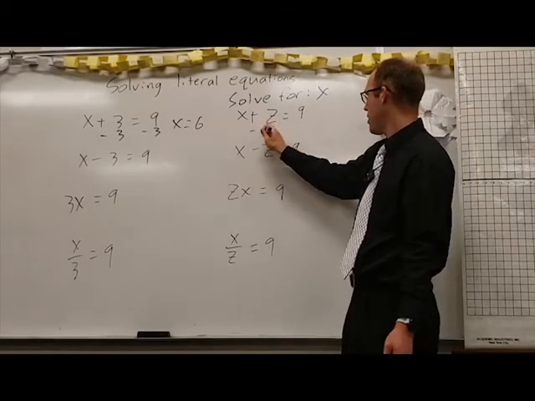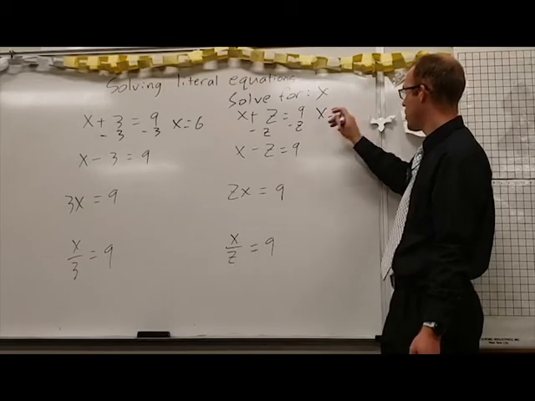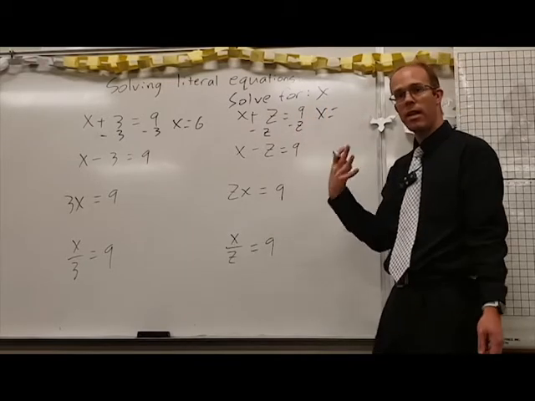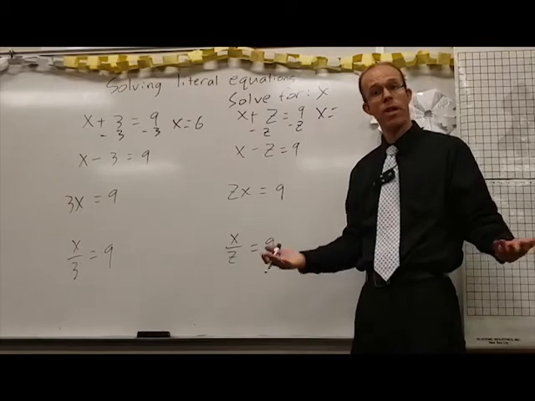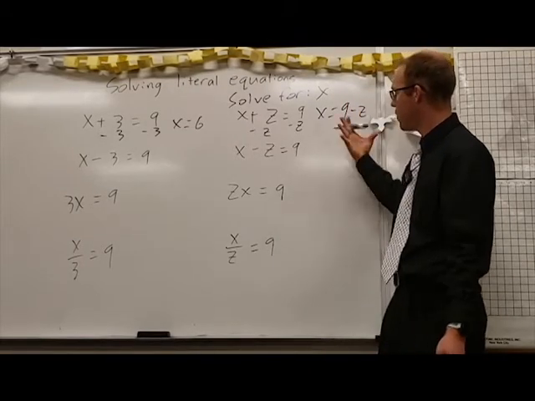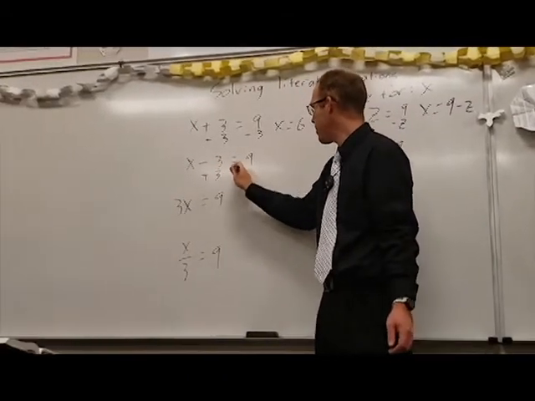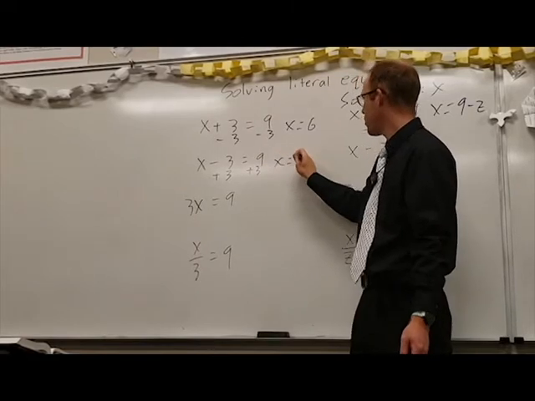So I'm going to subtract z to eliminate the addition there. And we have x equals, now over here, 9 minus z. I can't do that calculation because I don't know the value for z. So I'm just going to leave that as 9 minus z, and we're finished. Here we have subtraction. We're going to undo that with addition. That gives us x equals 12.